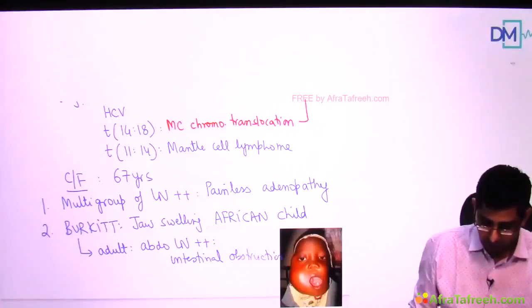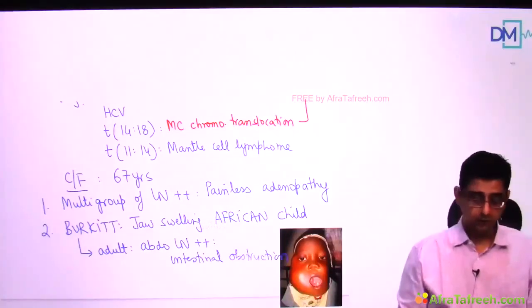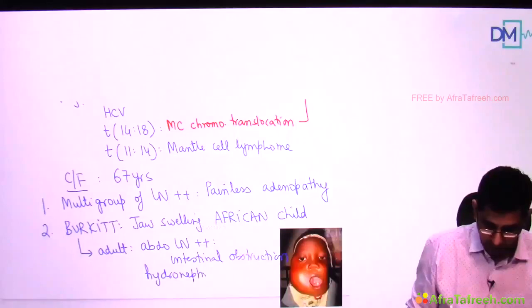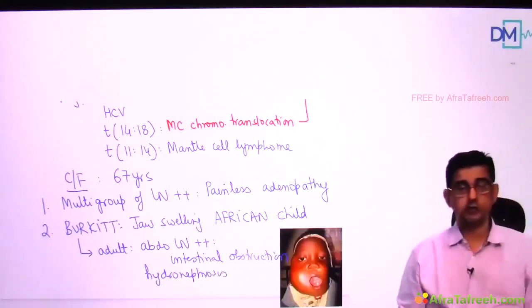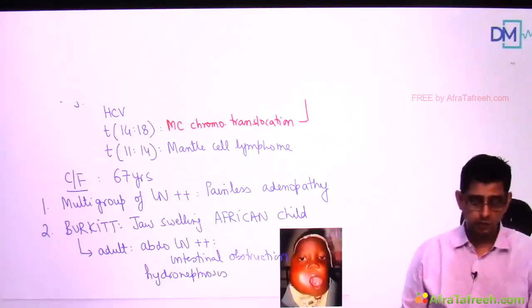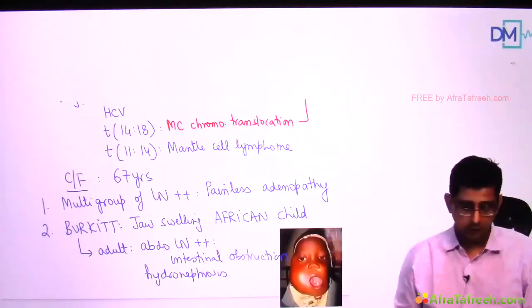If retroperitoneal lymph nodes are involved, it can also cause development of hydronephrosis. So genitourinary complaints in the form of hydronephrosis and intestinal obstruction can be a presentation of Burkitt's lymphoma in the adult population. In children, it would be a jaw swelling and can cause impairment of the airways of the patient as well. Then in these patients, you could have the presence of category B symptoms.